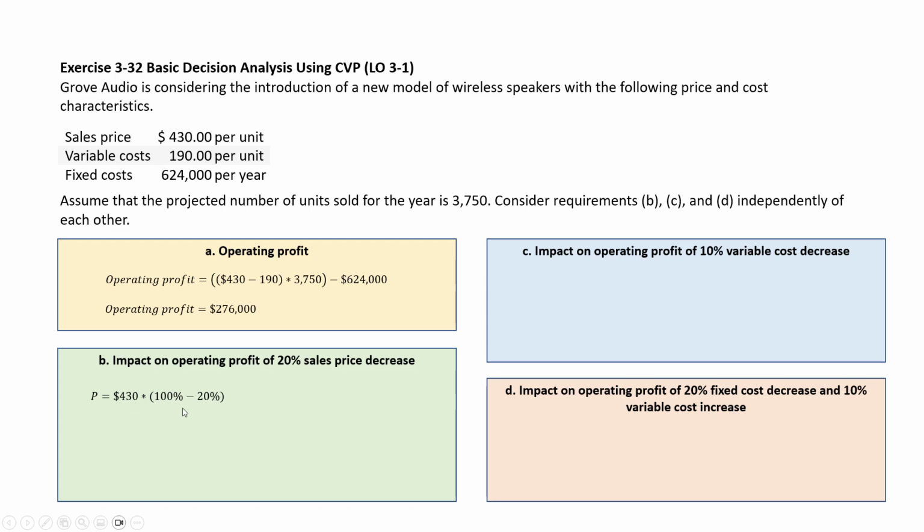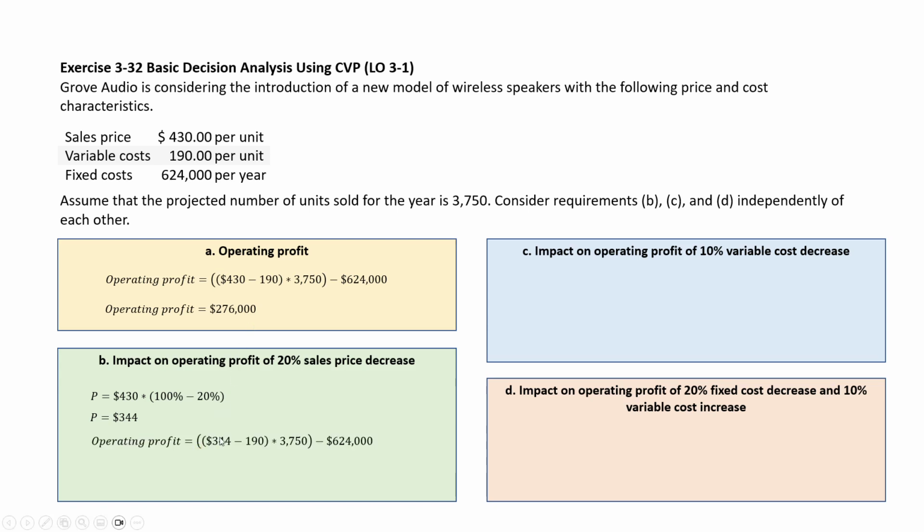How does our selling price change? $430 times 80%. Why 80%? Because our selling price is going down by 20%. 100% minus 20% means it's only 80% of what it was originally. That times $430 means our new selling price is only $344.